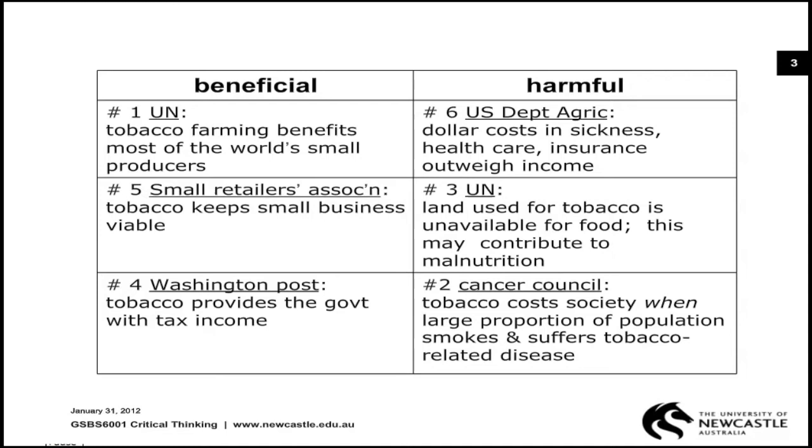You will have noticed that the 6 pieces of evidence can be very conveniently divided into arguments that say tobacco use is beneficial and arguments to say it is harmful. Pieces number 1, 5 and 4 have arguments affirming the positive economic effects of tobacco use, whereas pieces number 6, 3 and 2 argue that tobacco use is harmful for society.